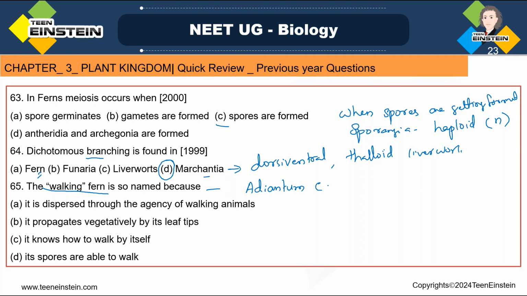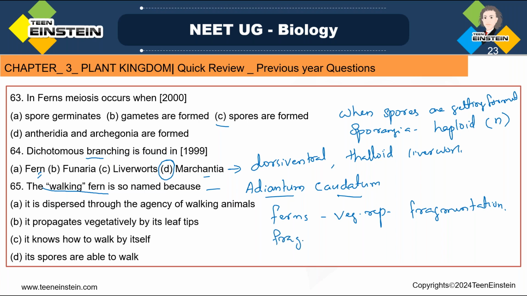Adiantum caudatum. That is the walking fern. So why is it named the walking fern? Here, vegetative reproduction occurs in ferns by fragmentation. So in ferns, vegetative reproduction is by fragmentation, like fragmentation of the rhizome. Small root-like structures are there, no? So that rhizome and growth of adventitious buds.